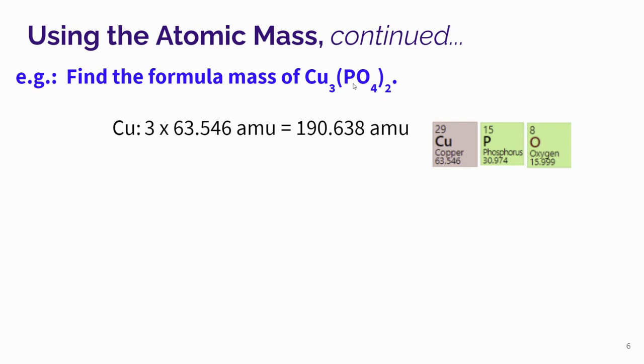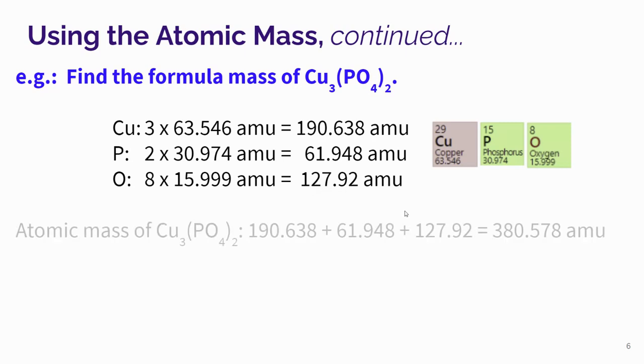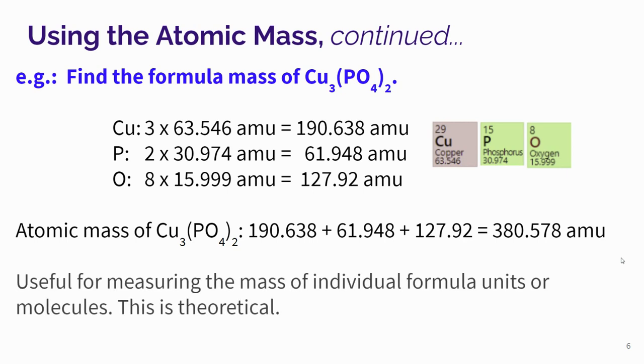So 2 times 1 would give us 2. So that means that we would have 2 phosphates. That gives us 2 times 30.974. And then in this case for the oxygen, we have 8 of them. Because this PO4 is a specific type of grouping of elements, and the 2 implies that we have 2 of those groups. So we would need to have 8 oxygens for a larger mass of 127.92. And then like we did on the previous problem, we would add all of that up to give us a number of about 380.578 atomic mass units.